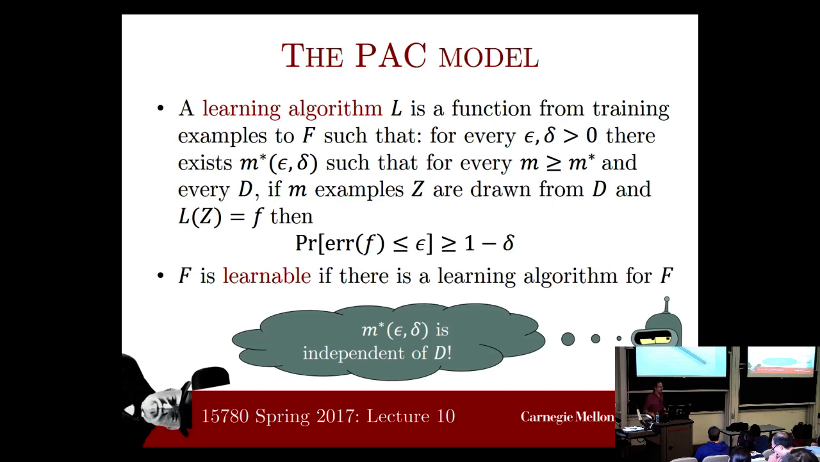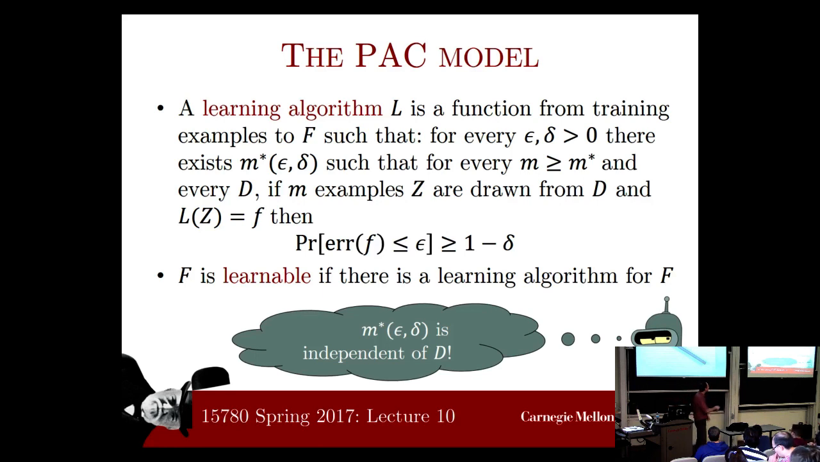For every epsilon and delta, so the game is you give me your desired confidence and your desired accuracy. And now I want to achieve the goal that we just specified on the previous slide. So for every epsilon and delta, there is some number, m star, that depends only on epsilon and delta. So you give me your epsilon and delta, I tell you, okay, here is my number m star, based on the epsilon and delta that you told me. Now I'm going to draw m examples where m is at least m star. So that's a lower bound on how many examples you have to give me.